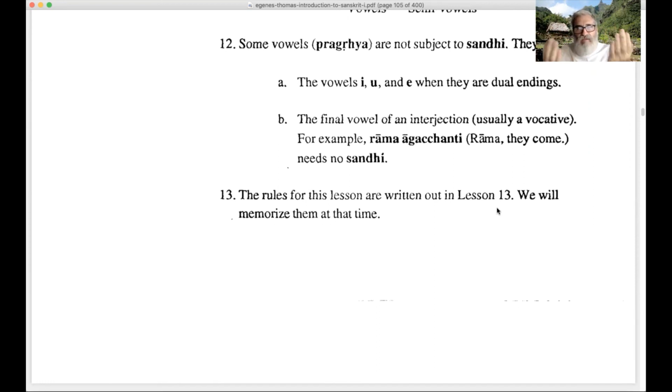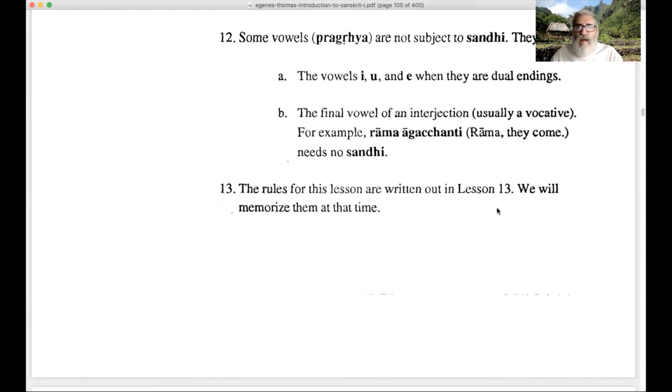You should have the Sandhi chart, the grid, and you should have lesson 13 on the other side. Read both and look at both, and see how the Sandhi chart has come from the rules and vice versa. See how they relate to each other. Okay, so we will memorize them a few at a time.